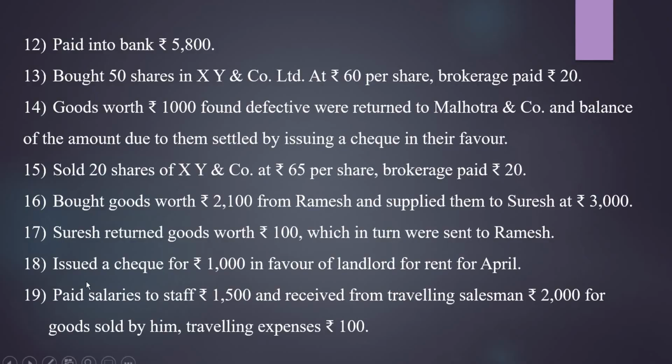Now the last transaction, paid salaries to staff rupees 1500. This particular entry has to be done under the voucher, that will be the payment voucher, and later received from traveling salesman rupees 2000 for the goods sold by him. Later traveling expenses 100 rupees has to be paid. This entry will be done in the receipt voucher. Let's see this particular entry.